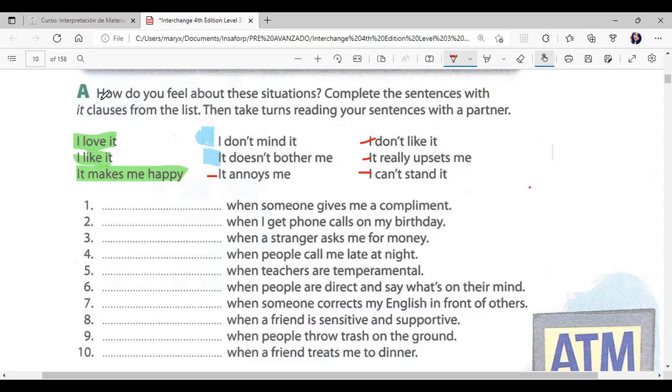Now, look at what it says here. I want you to pay attention. How do you feel about these situations? How do you feel about this? Maybe when someone gives me a compliment, I don't mind it, but maybe someone says it makes me happy. It made me happy and I like it. Very good. So let's go ahead and try to answer here. Let's start our practice and we're going to share in one moment.